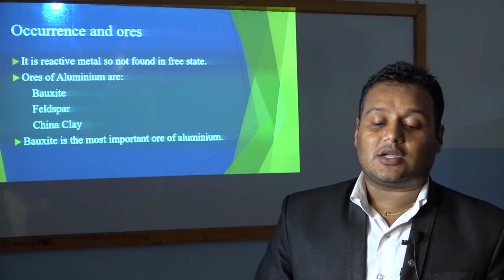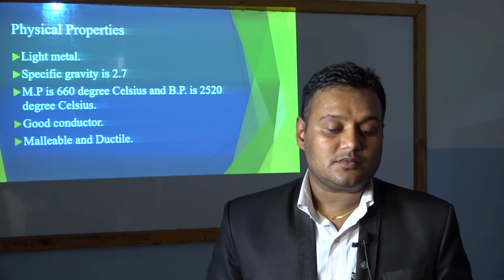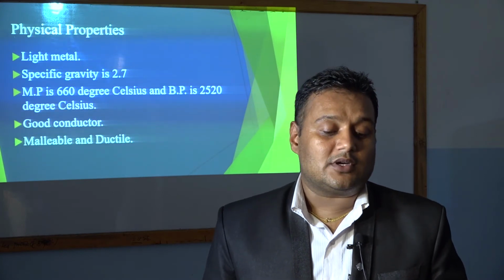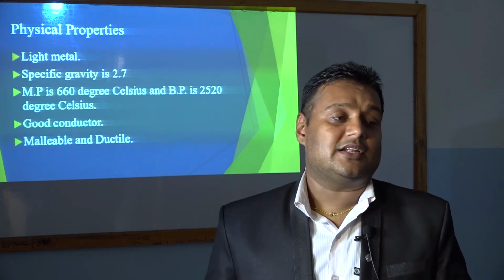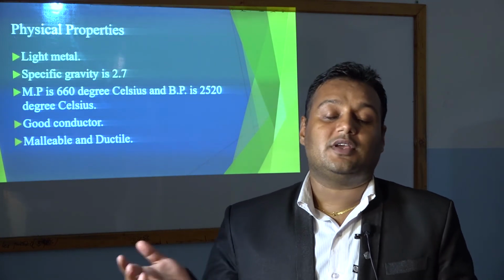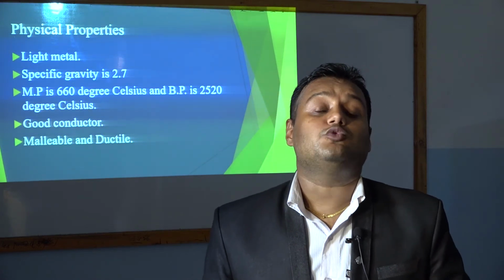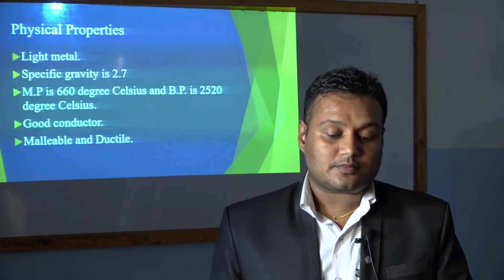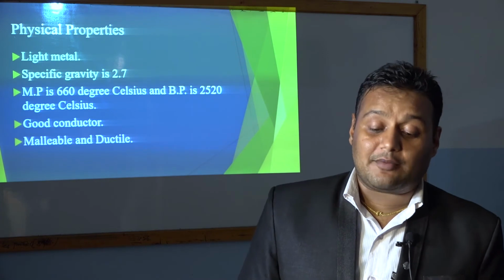Okay, after occurrence and ores, we are going to the physical properties of aluminium. I have noted down some physical properties over here. Number one, it is a light metal. It is very light. If we pick up an aluminium piece, you will feel it is very light in weight. Its specific gravity, or relative density, is 2.7. Its melting point is 660 degrees Celsius and boiling point is 2520 degrees Celsius.